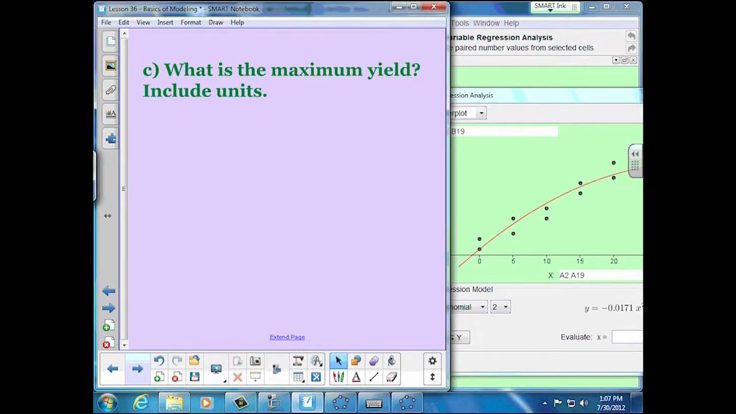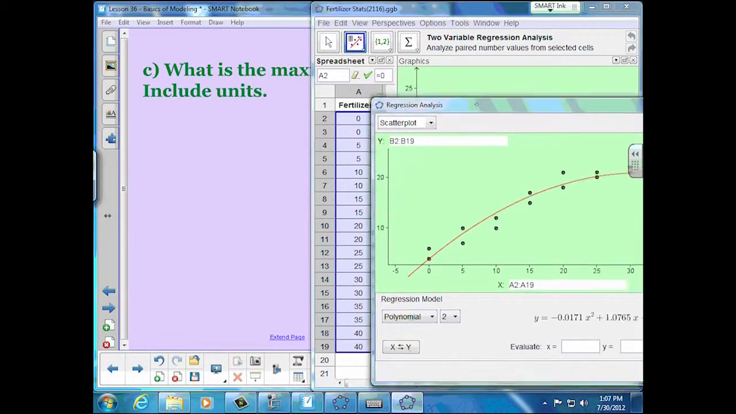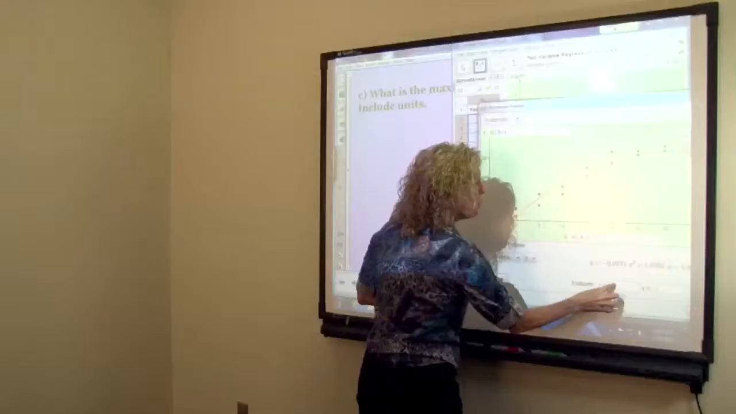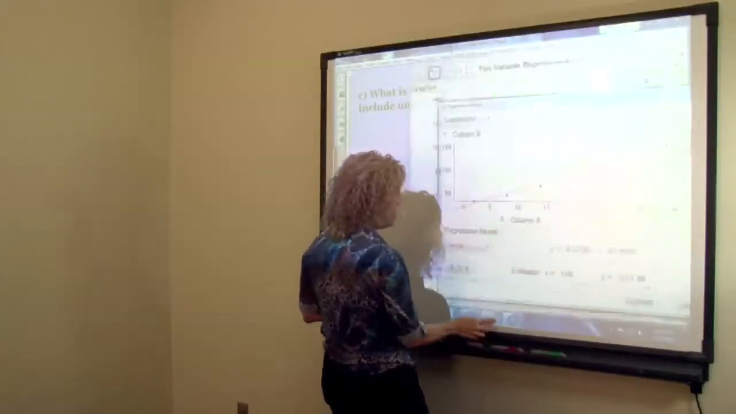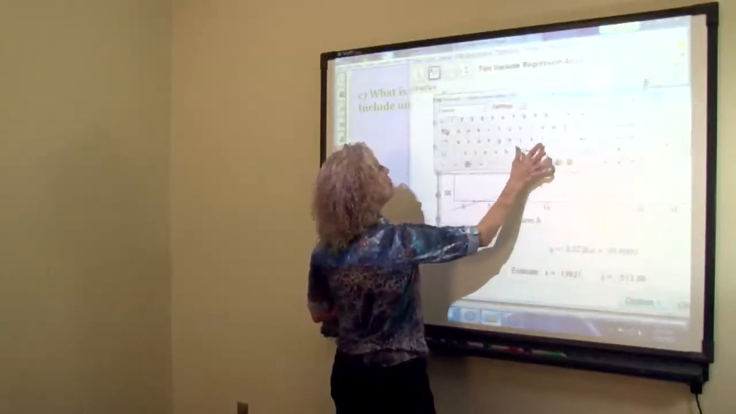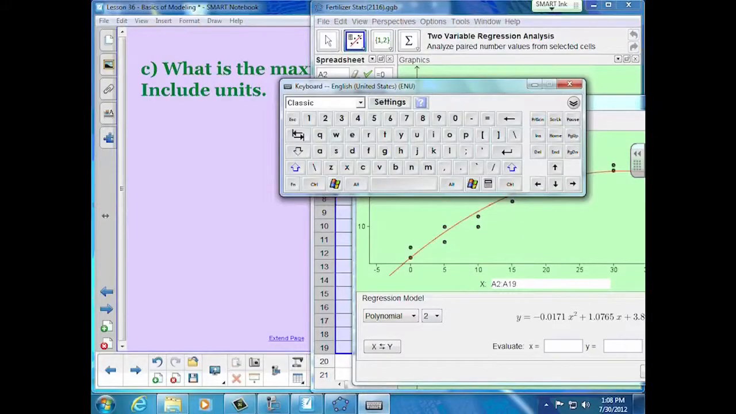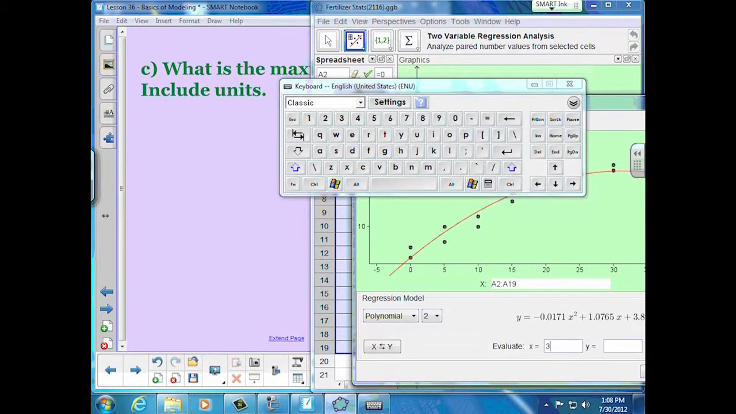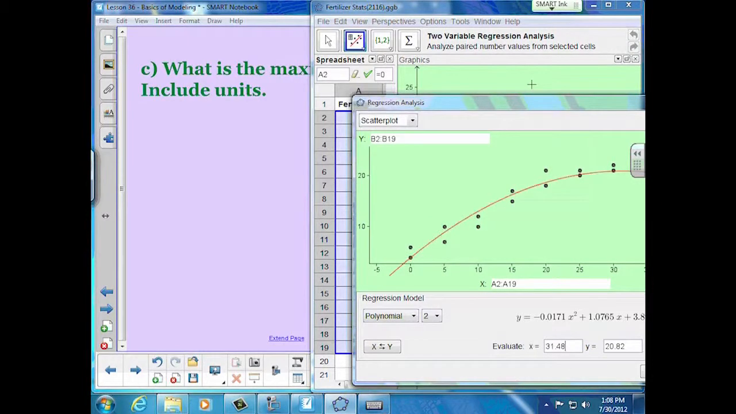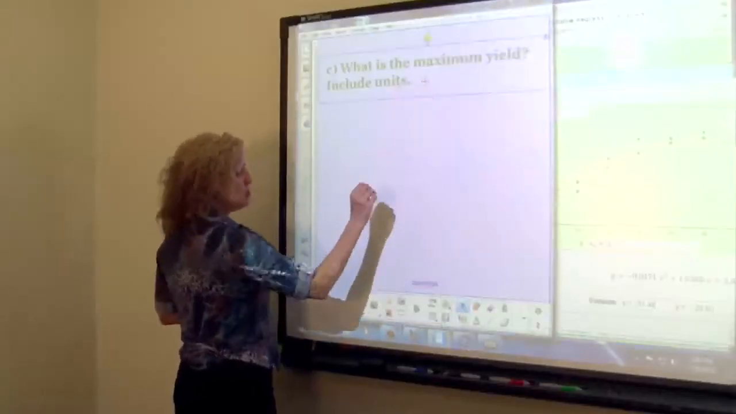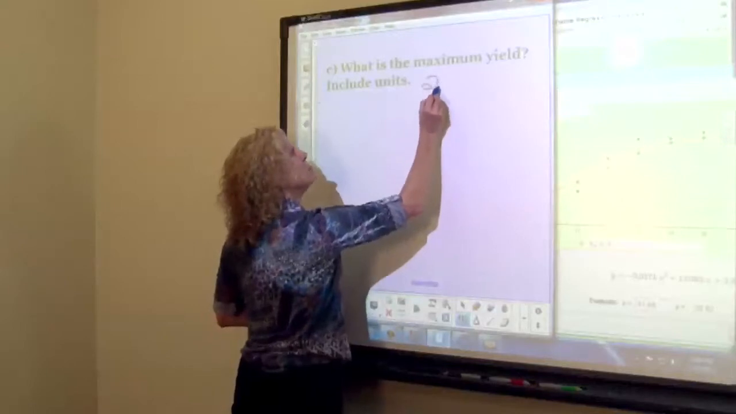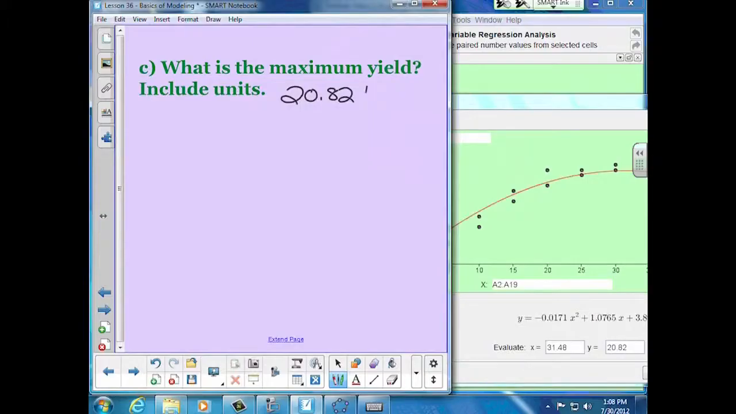And then the question is, well, what is that maximum yield? So in essence, I need to know how much corn I'm getting if I'm going to put on 31.48. Okay, so I'm here. Let's put in 31.48. And we find out that the maximum yield would be 20.82. And what I do like for you to be paying attention to is, what were those units? It would be 20.82 bushels for every 100 acres.